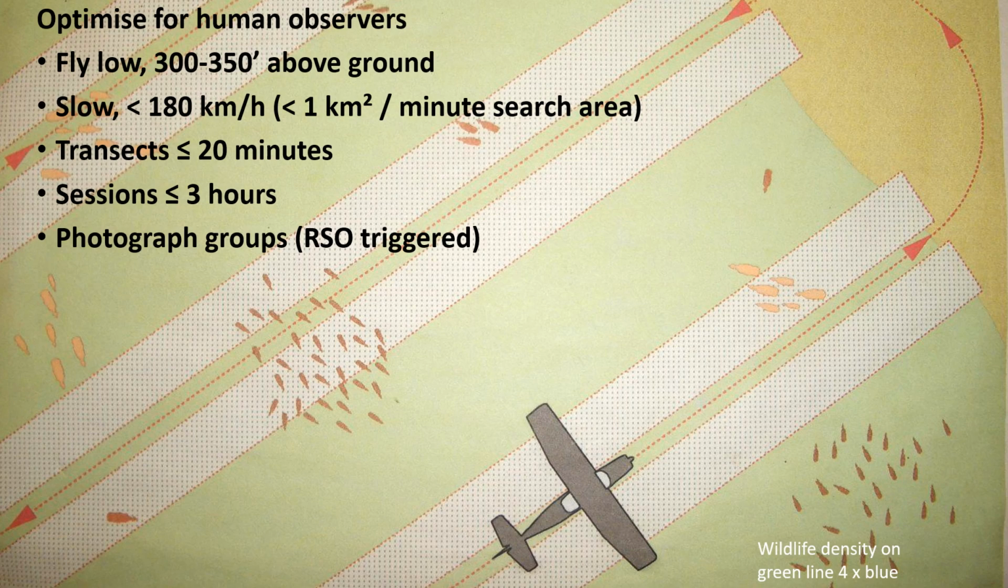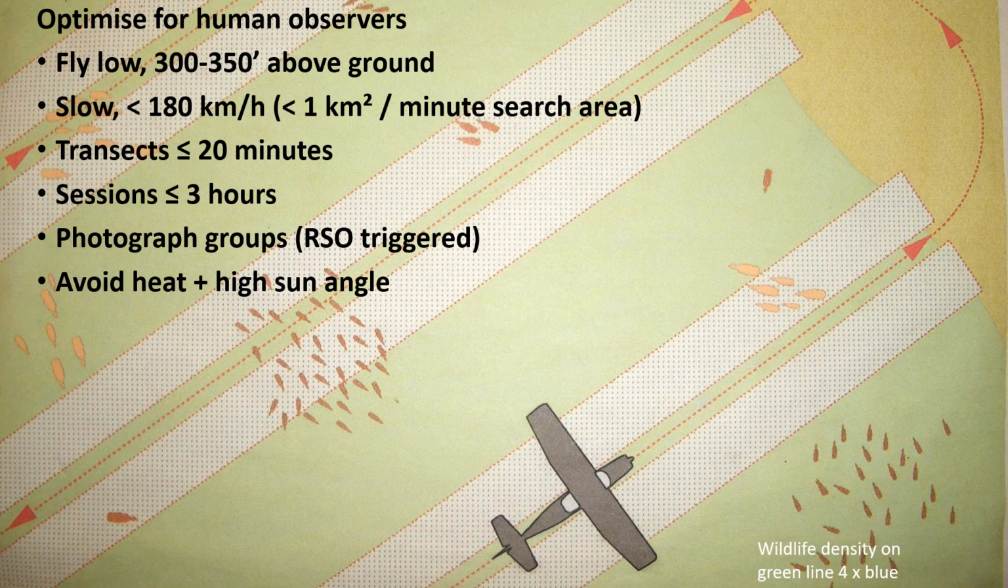We photograph large groups. These are photographs which are triggered by the RSO from within the cabin. I'll show a photograph of that in a moment. And large groups means anything larger than 4 individuals for the human brain to function effectively. We do not count numbers naturally bigger than 4.